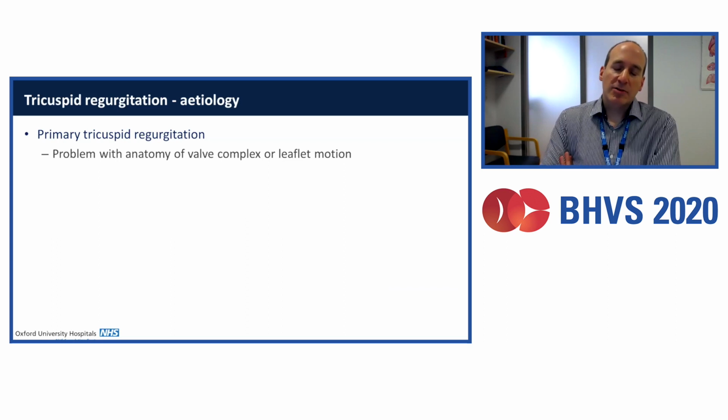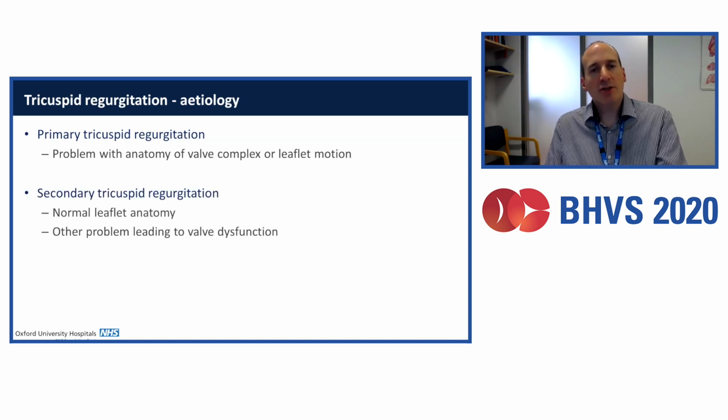So if you encounter a patient who has tricuspid regurgitation, again in a manner analogous to how we subdivide mitral regurgitation, I think it's useful to think about whether you're looking at primary tricuspid regurgitation, which you can think of as a problem with the anatomy of the tricuspid valve itself, any part of the tricuspid valve complex, or some restriction or aberration of leaflet motion.